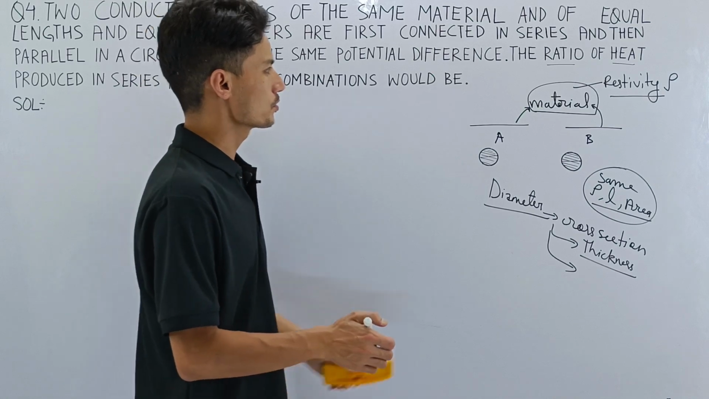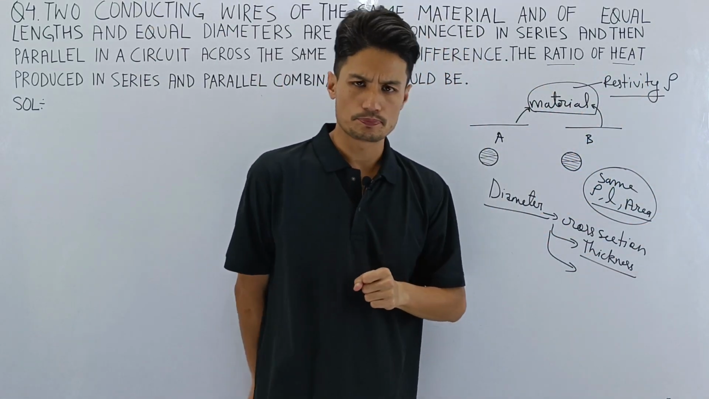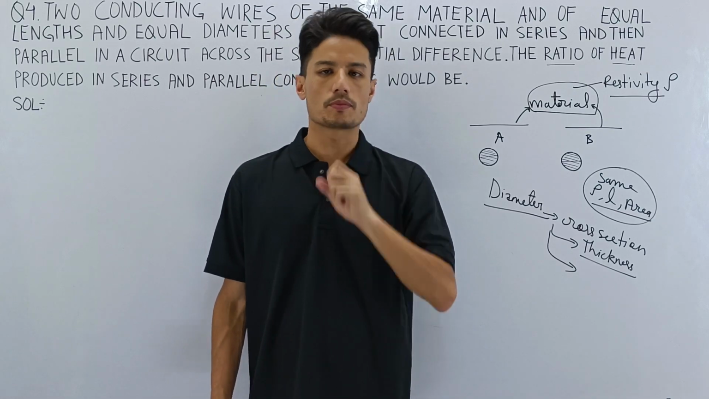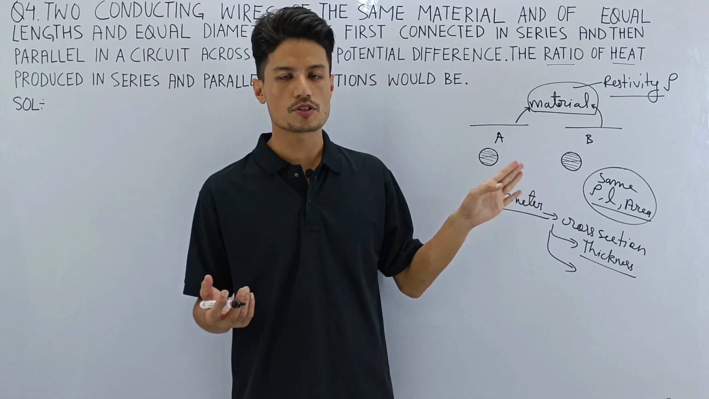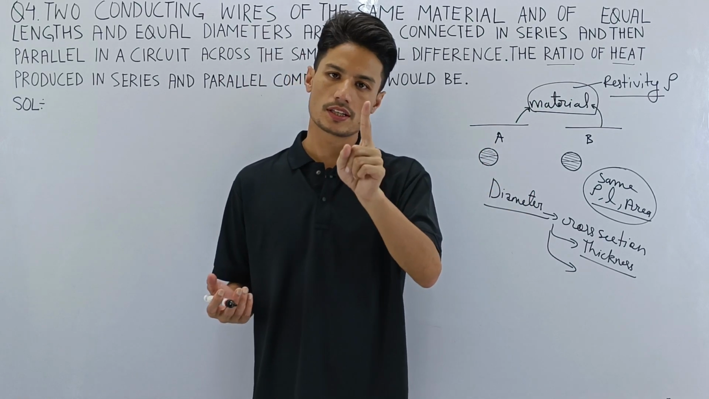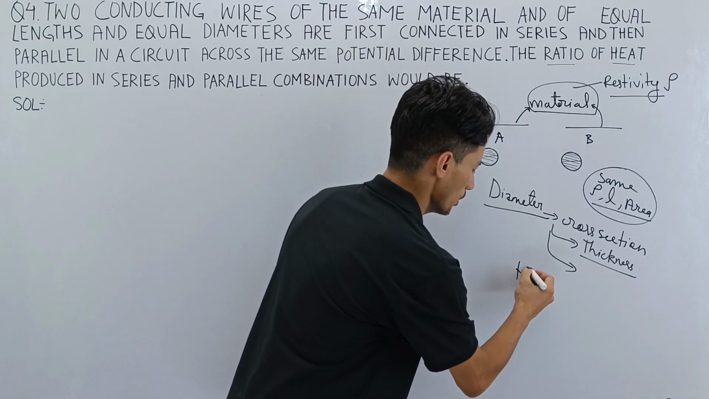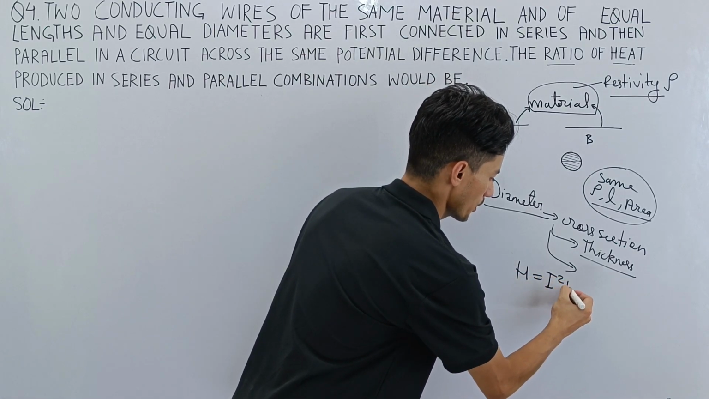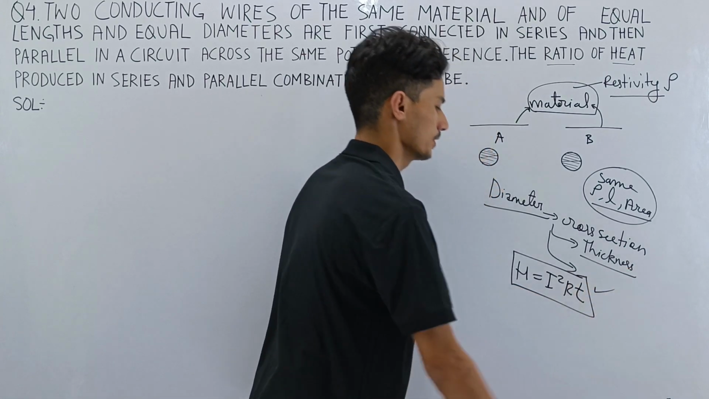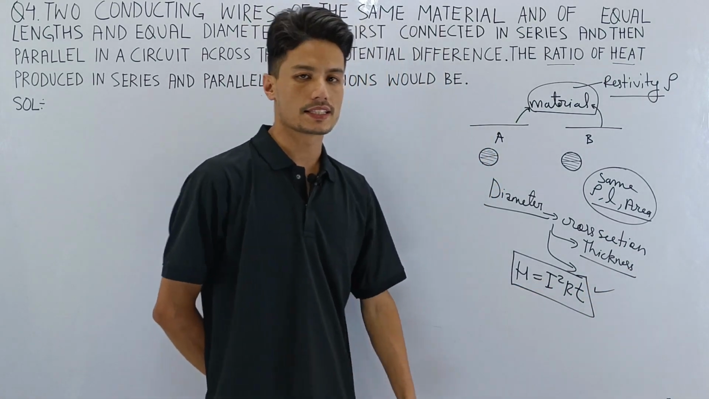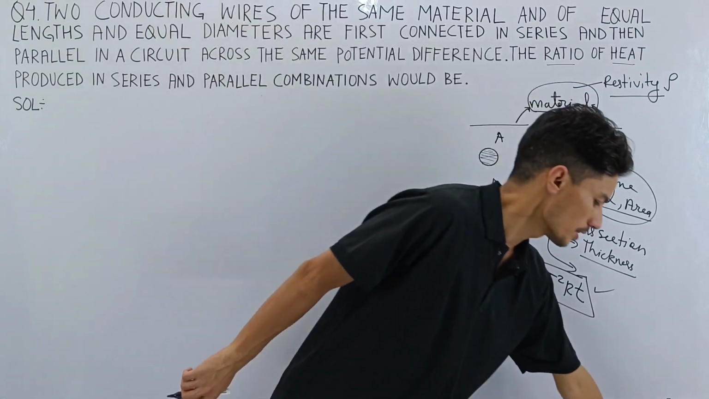So finally we are supposed to find the heat. Now, my dear students, there is only one formula for heat. So this question is very direct. Eventually you are going to find heat, and there is only one formula for heat in the entire lesson. The formula of heat is I square RT. So you will be needing this formula, and we will definitely be using it. So let's start.